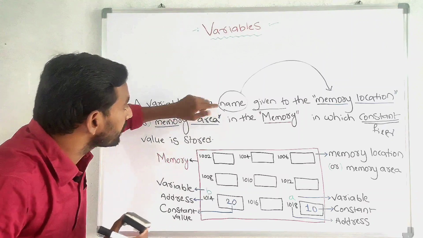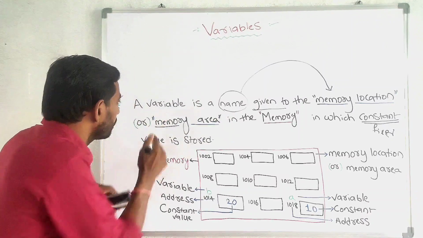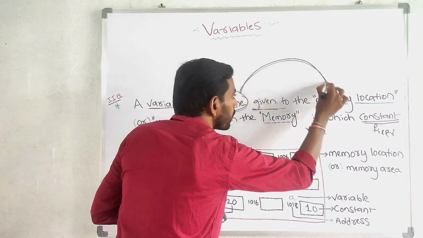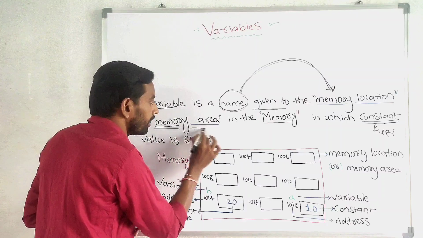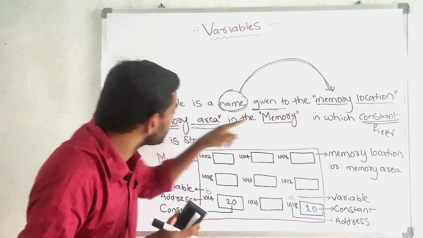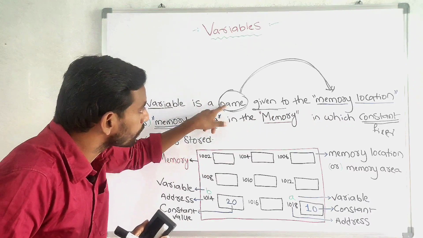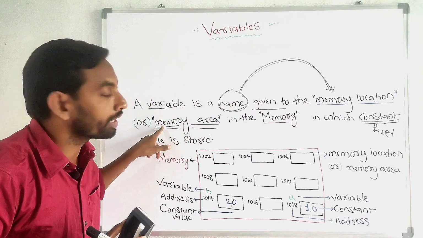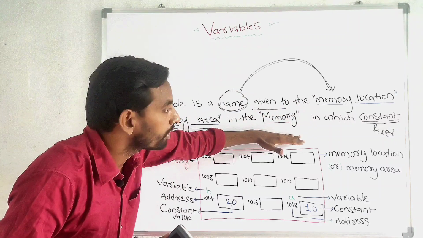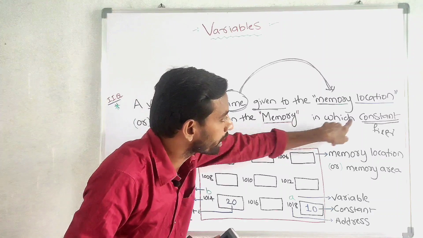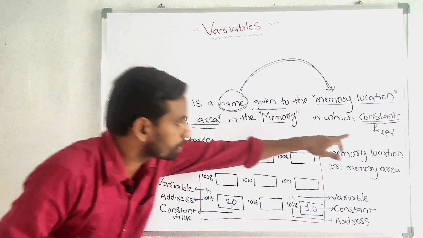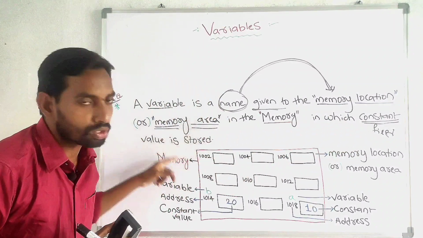A variable is a name given to the memory location or memory area. This memory location or memory area is inside the memory. In this memory location or memory area, a constant value or fixed value is stored.